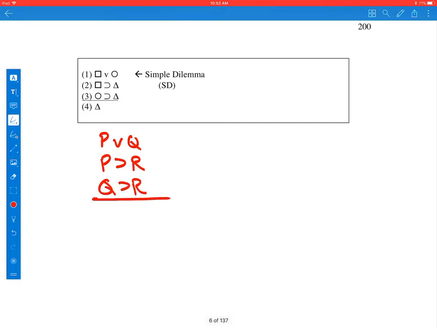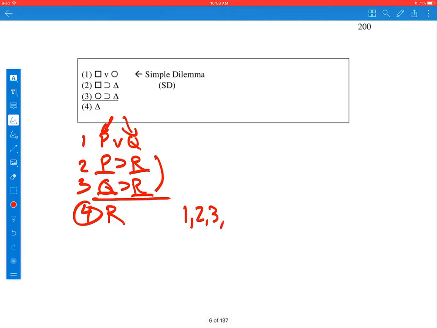Well, what follows from that? Well, R. Right? We have one or the other, P or Q. If it's P, we're going to get an R. If it's Q, we're going to get an R. We have a P or a Q, so either way, we're going to get an R. Okay? So if these were premises, we would say R is true for 1, 2, and 3 by simple dilemma.